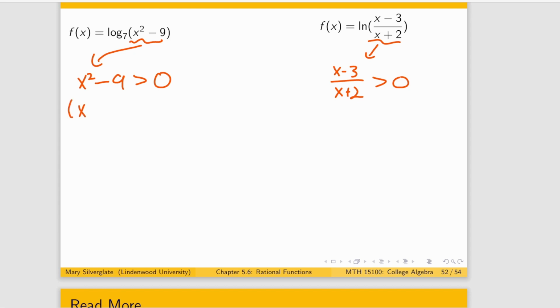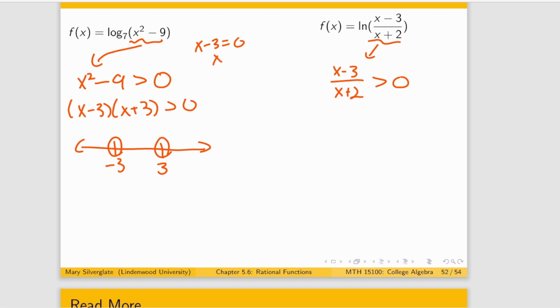So for the first one, that factors into x minus 3 times x plus 3, because we're asking ourselves what multiplies to negative 9 and adds to 0. Then I go ahead and put the solutions to both on a number line. So to the side, setting either x minus 3 is equal to 0, add 3 to both sides, x equals 3, or x plus 3 is equal to 0, subtract 3 from both sides, x is equal to negative 3. Then I pick testing points in each of these regions.